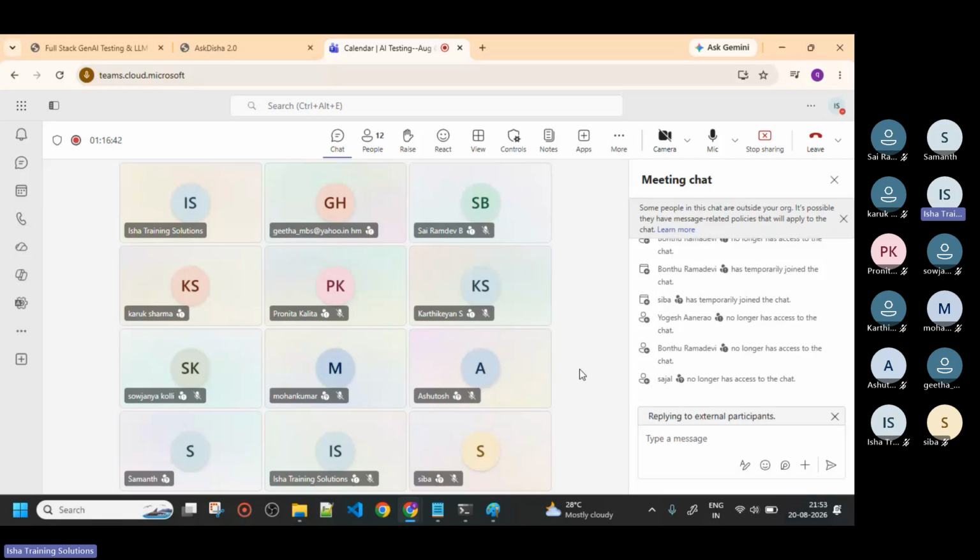Hope you understand what my intention about the content is, what you're learning. It is full stack, completely. There is no scope of saying I'm missing anything. You're going to learn from scratch to end.